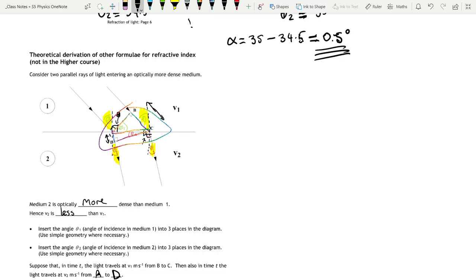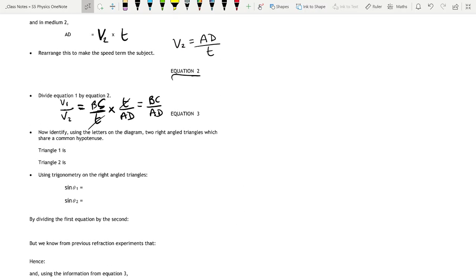Okay, so I'm going to redraw that just nearer to where we're working, just because it's easier to refer to when I'm drawing it. So we've got a right-angle triangle, which is ABC, and that's θ1. And we've also got a right-angle triangle there, and that's D. And that angle there is theta 2. So triangle 1 is ABC, and triangle 2 is ADC. By that I just mean ABC is one triangle, and ADC is another triangle.